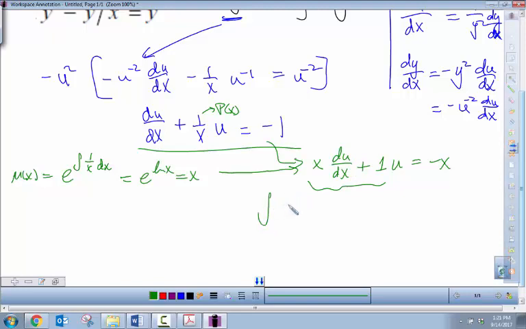So antiderivative of the derivative of a product, x times u of x. And u is a function of x, so that's why it's du/dx, whereas x is a function of x, its derivative is just 1. And so we're going to integrate negative x dx. All right, so this is just x times u equals negative 1/2 x squared. And let's throw in a plus c right now.